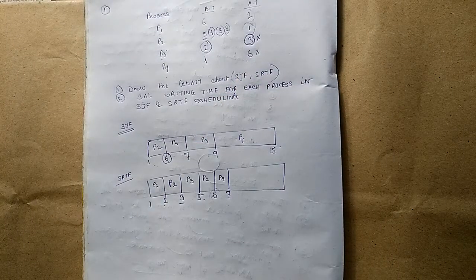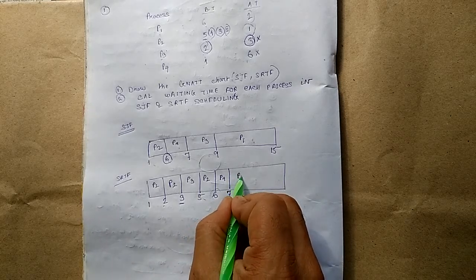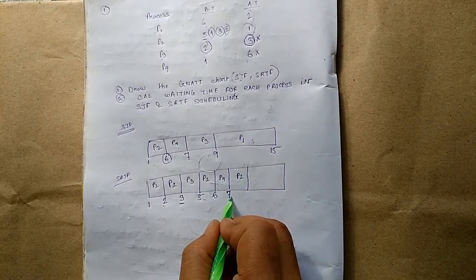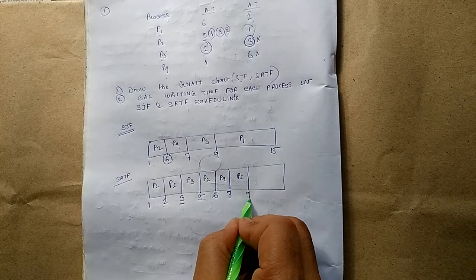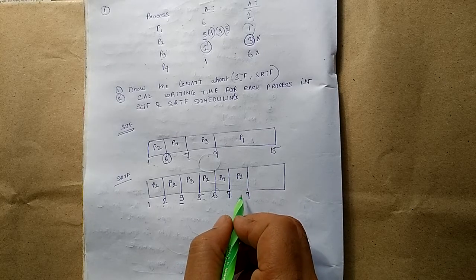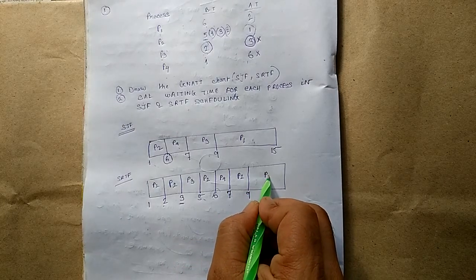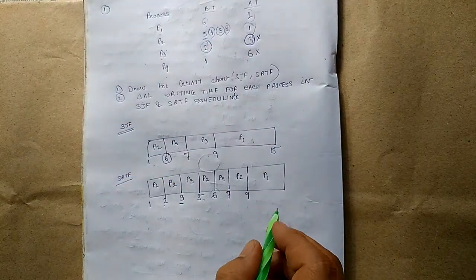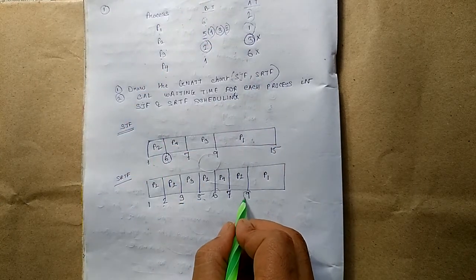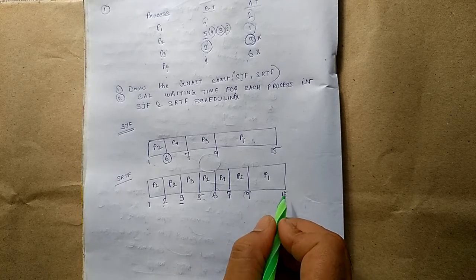Now there are 2 processes, process P1 and process P2. Process P2's burst time is minimum. That's why we select process P2 and finish its execution. Next there is process P1. Process P1 burst time is 6. So simply we will add 9 plus 6 to get its finish time.